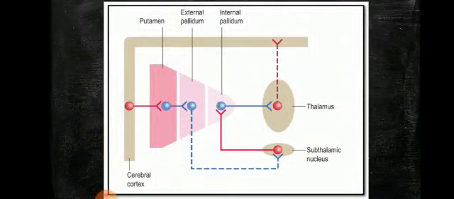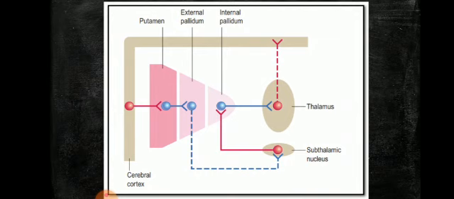Now please have a look at the indirect pathway of the basal ganglia. Please remember, whenever I use the term corpus striatum, I am referring to the caudate, putamen and globus pallidus, and globus pallidus includes globus pallidus externa and globus pallidus interna. But when I use only the term striatum, I am referring to the caudate and the putamen put together, also called the neostriatum.